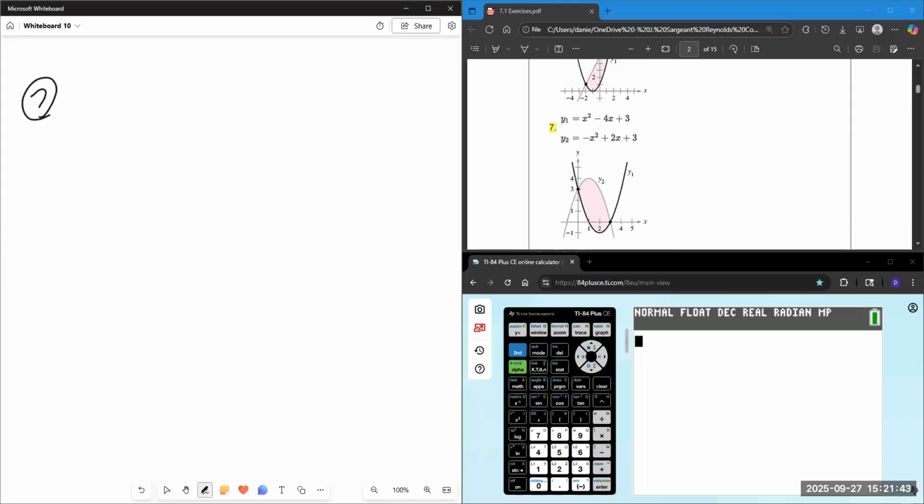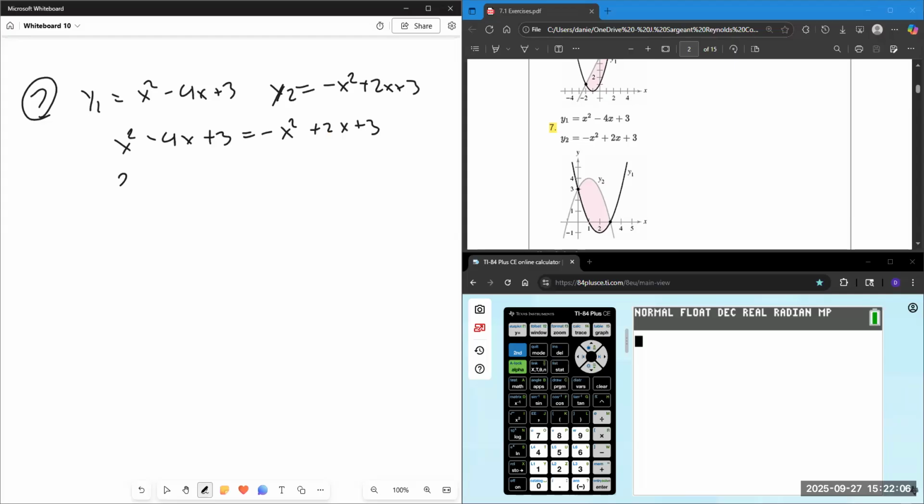It says y1 is equal to x² minus 4x plus 3, and y2 is equal to -x² plus 2x plus 3. So again, not trusting my eyes to get the points of intersection exactly right, I'm going to set these equal to each other. This becomes 2x² minus 6x equal to 0. 2x times x minus 3 equals 0.